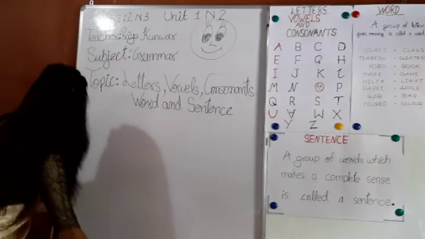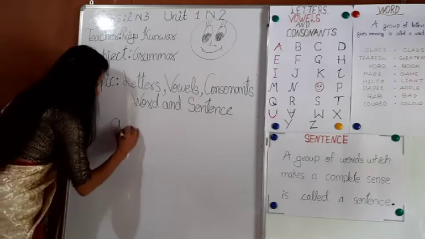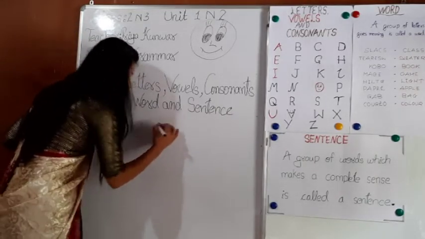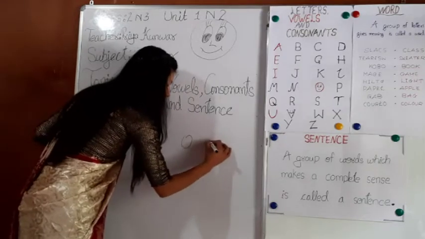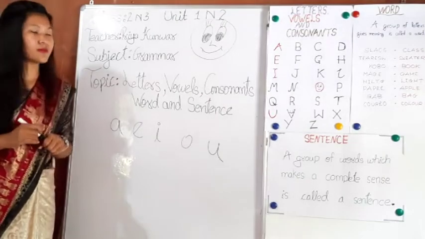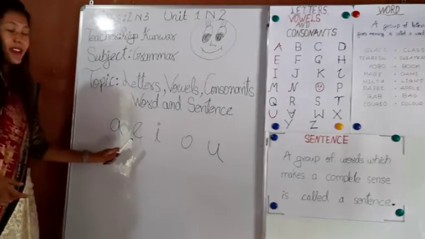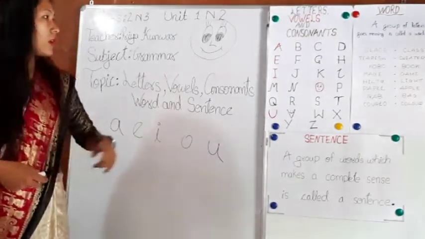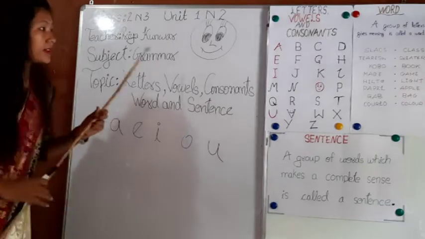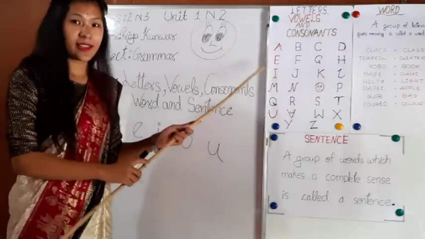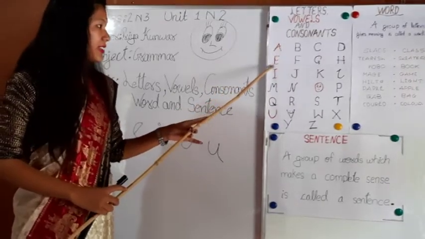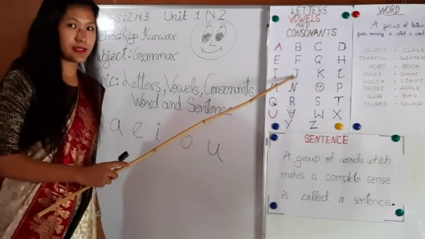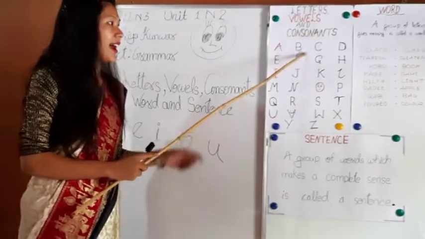And the 5 vowels are A, E, I, O and U. You all can see in my chart, here vowels are denoted by red color, A, E, I, O and U, and the remaining 21 consonants, which are denoted by black color, are consonants.